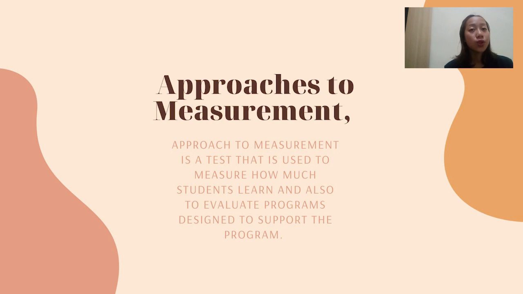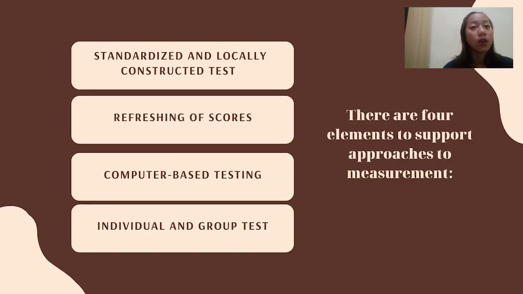Approach to measurement is a test that is used to measure how much students learn and also to evaluate programs and decide to support the program. There are four elements to support approach to measurement. The first is standardized and locally constructed test, and then the second one is reporting of scores, and then the third one is computer-based testing, and then the last one is individual and group test.